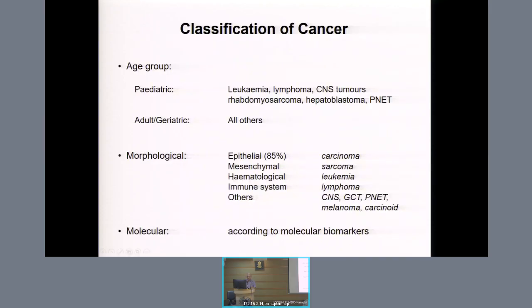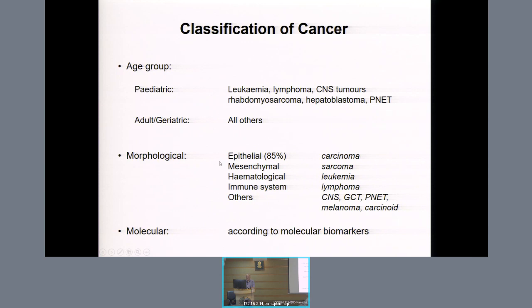So there are different classifications of cancer. According to age group, it may be pediatric or adult. The good thing with the pediatric cancers is that they are potentially curable. They are very sensitive to chemotherapy. While in adults, they respond differently.